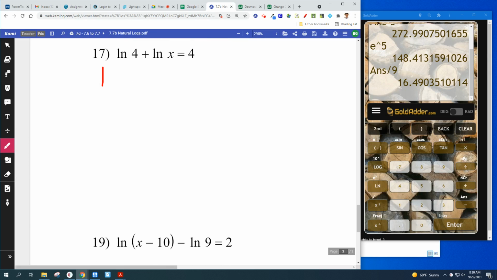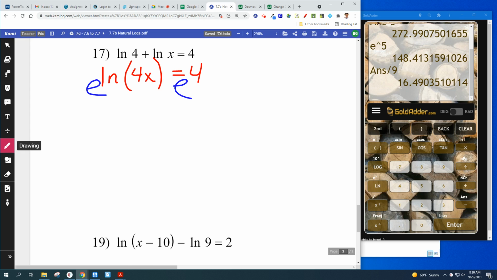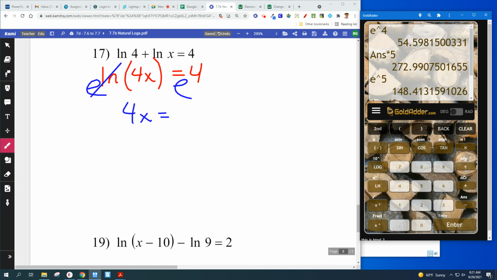Really the same thing. Condense. Base e to cancel, 4x equals e to the 4th. We already did that. Was 54.5982. And I'm going to divide by 4.